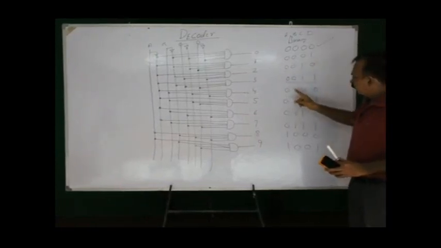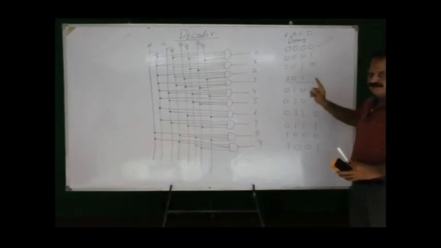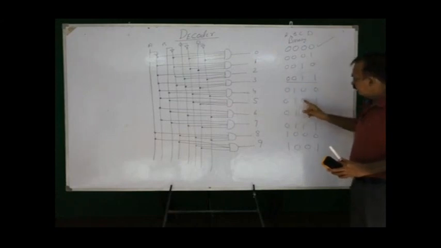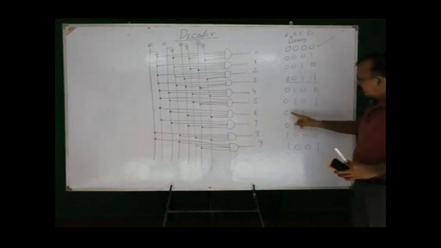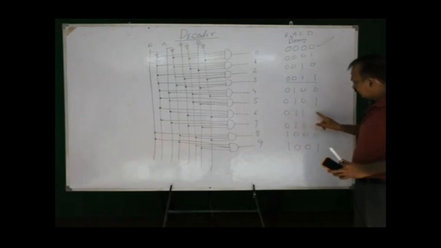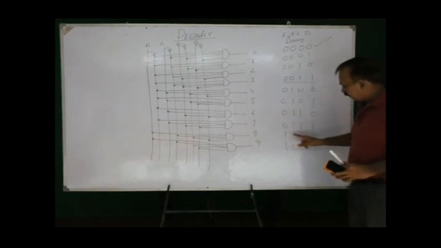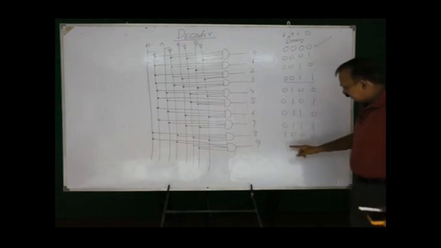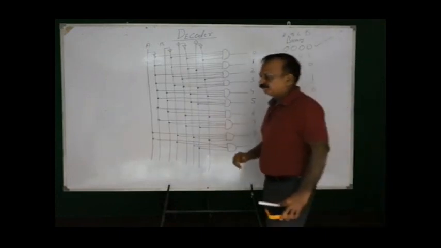A bar, B, C bar, D bar. This is A bar, B, C bar and D. A bar, B, C, D bar. A bar, B, C, D. A, B bar, C bar and D bar. A, B bar, C bar and D.